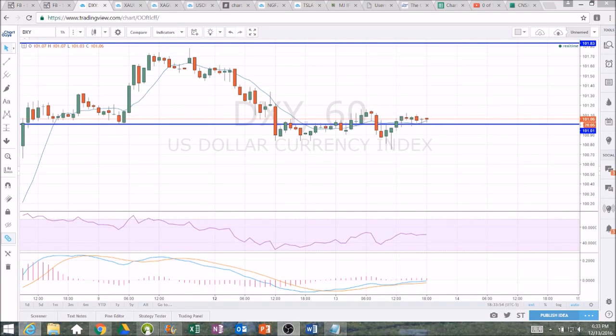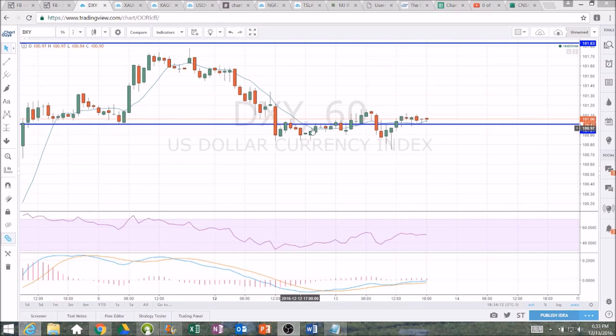Looking at gold, miners, and the dollar, let's start with the dollar on the hourly. So this was the support line we were watching. It was a previous consolidation low of 101.01, and we lost it. We've been bouncing back and forth, rejecting as resistance, getting back above it. So pretty much trading sideways on the hourly time frame looking at this level.